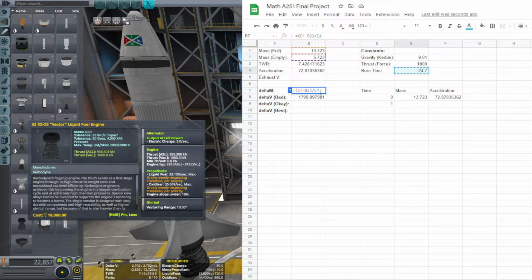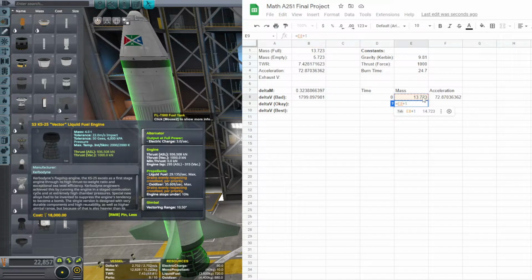Okay, so here we have put in our total mass over the time, and we see our delta mass is about 0.324. With our delta mass, because we divided it by our total burn time, this is how much we burn in a second. Of course, our time is in seconds, so this mass will equal our previous mass minus our delta M, which is B7, like so.